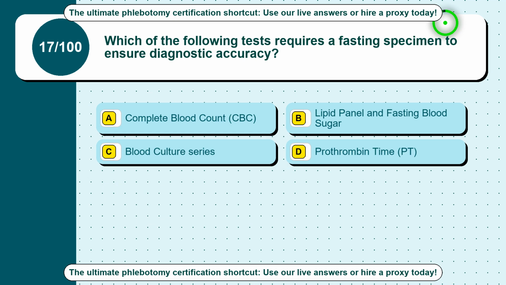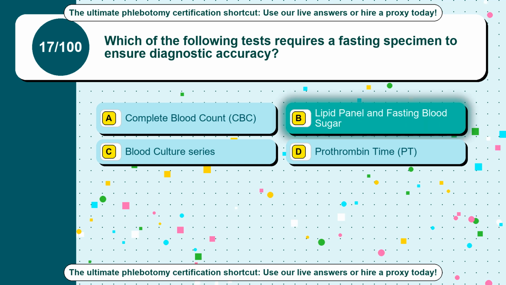Question 17. Which of the following tests requires a fasting specimen to ensure diagnostic accuracy? Option A, complete blood count, CBC. Option B, lipid panel and fasting blood sugar. Option C, blood culture series. Option D, prothrombin time, PT.